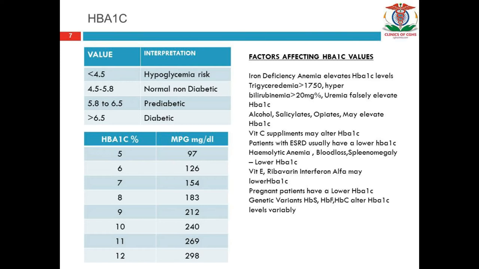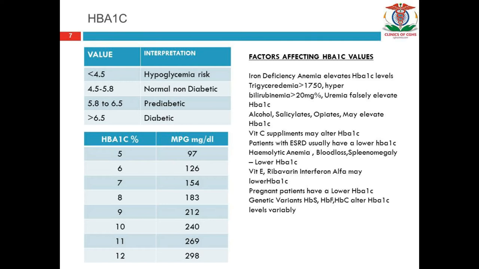These are the mean sugar values related to various HbA1c values. Essentially, we can say that a value around 6 is somewhere around a mean blood glucose of 125. A value around 9 is somewhere around 200. And a value around 12 is around 300 mean blood glucose.